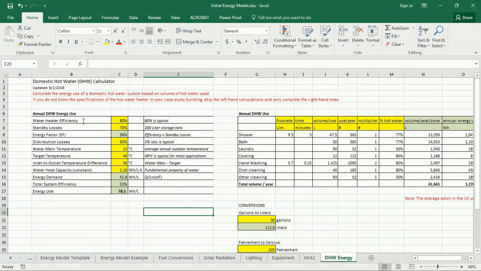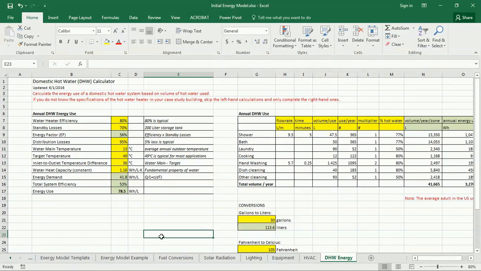I think I'm going to go through this in more detail later in the semester. For now, I would accept all these defaults. The primary one is whether it's an electric heater or combustion heater, and in this case, the efficiency is 80% because it's combustion gas. If it were electric, this would be 100%.